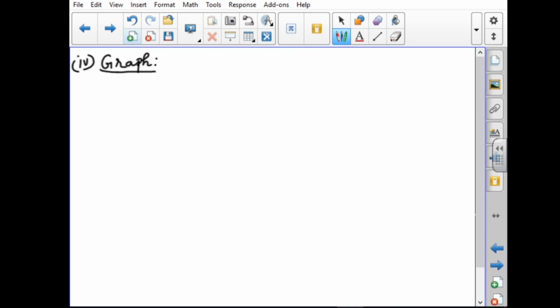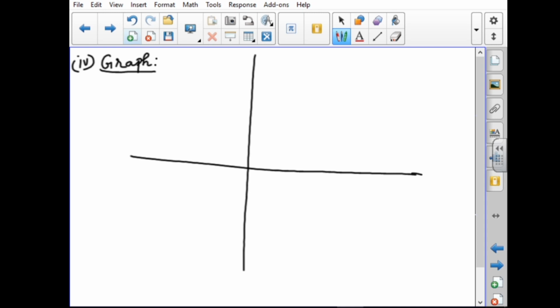Graph. The same thing. X dash, y dash. Got to see the points. Here x axis will be up to 5, y axis will be also up to 5. So here we have to take one unit only.